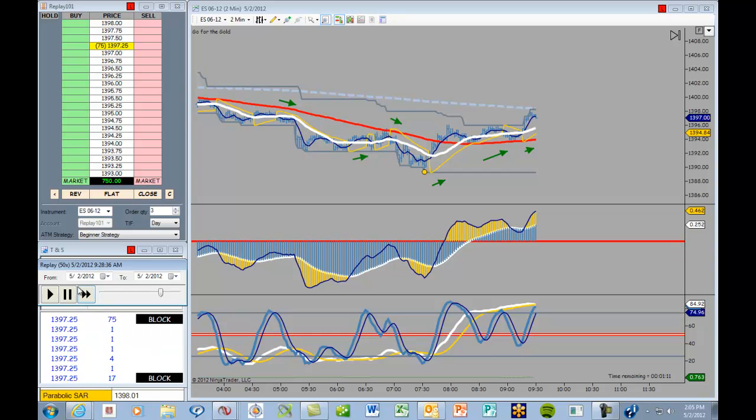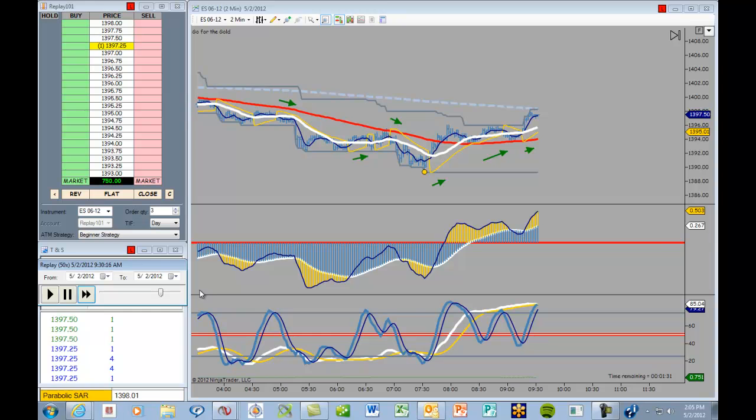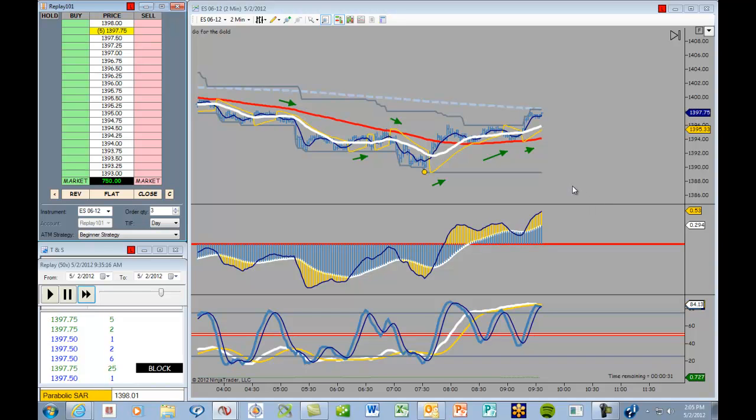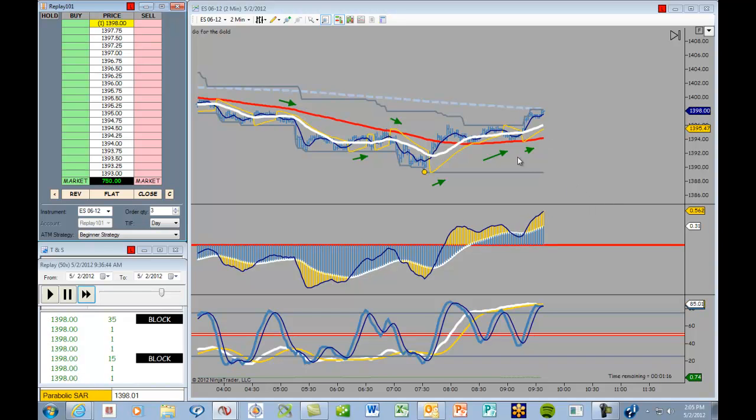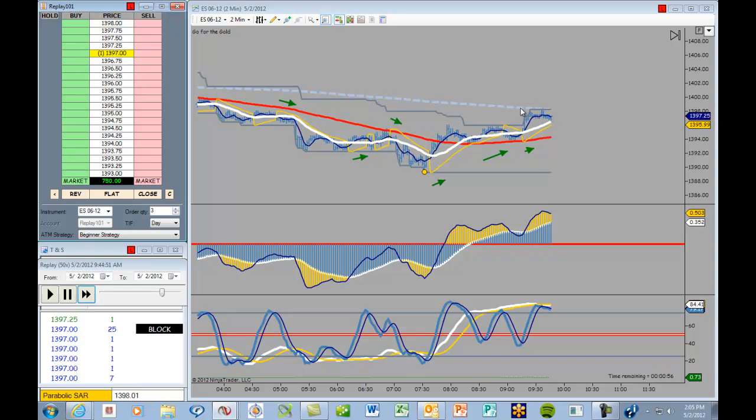Well, we've hit the upper Donchian channel now, and that confirms this low as a turning point. Do we have a new one here? Maybe. Notice how we're hitting resistance here with the long-term moving average. So that being the case, let's see if we get an opportunity to short this thing.